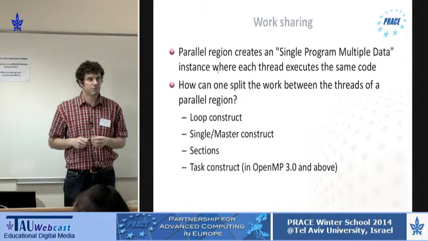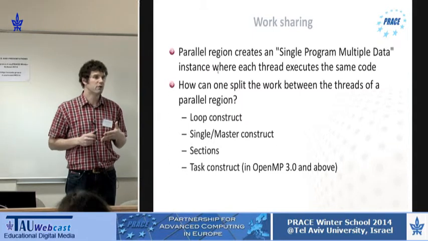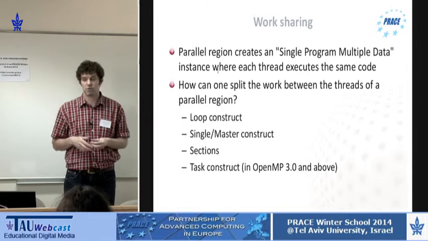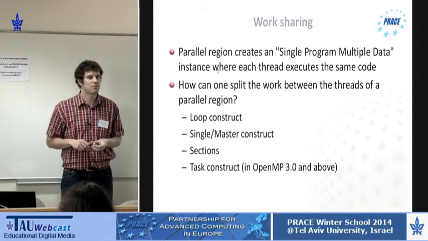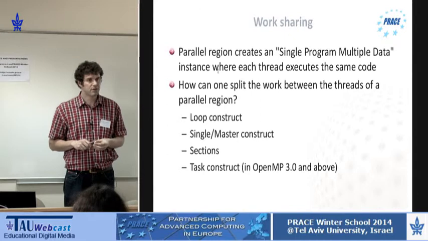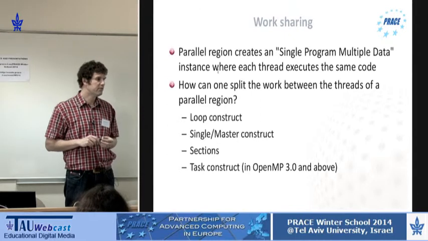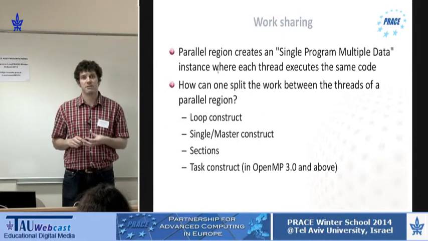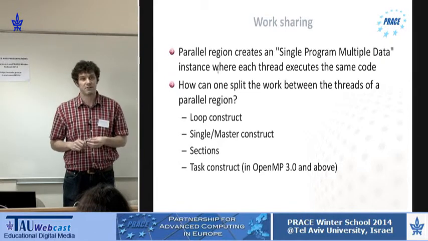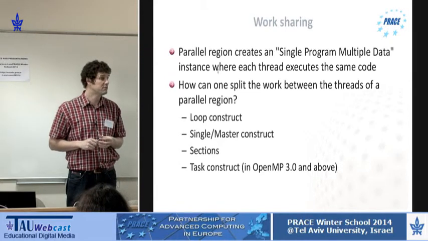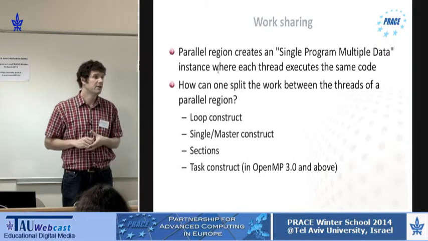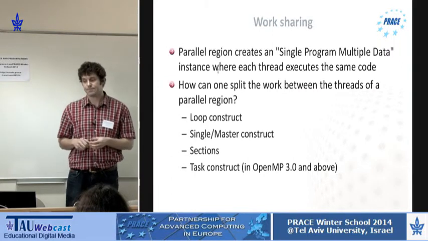In principle, the parallel region always means that all the threads execute the same program code. So it's the single program, multiple data approach. Of course, if you query the thread ID of the different threads, you can have if statements very similar to the MPI case, where each MPI process executes the same program code, but based on the values of the rank, you can do different things.